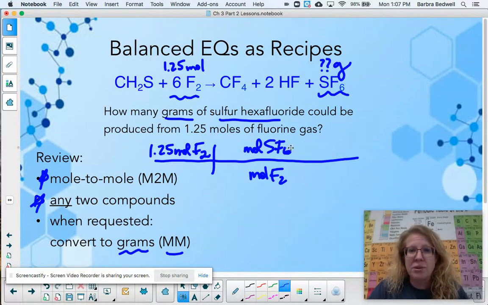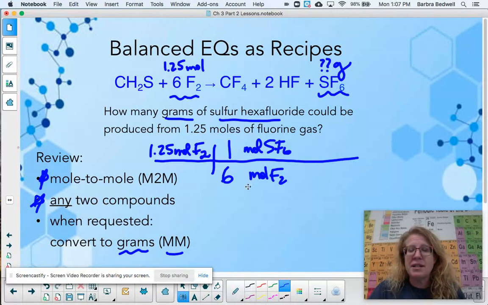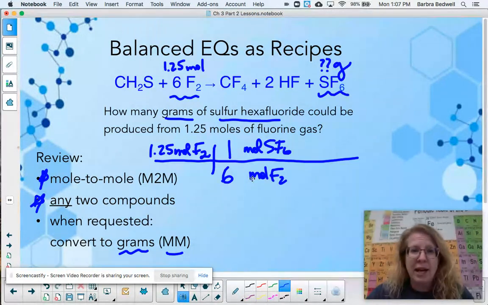So what am I trying to go towards? And then for this, what's my conversion for these? It's my recipe. Look at the recipe. This says 6 fluorines are going to produce 1 SF6. Okay, 6 fluorines are going to produce 1 SF6. And that unit is always moles. Whenever you're going from one thing to another in a chemical equation, the unit for that is moles. 6 moles of fluorine gas will produce 1 mole of SF6.